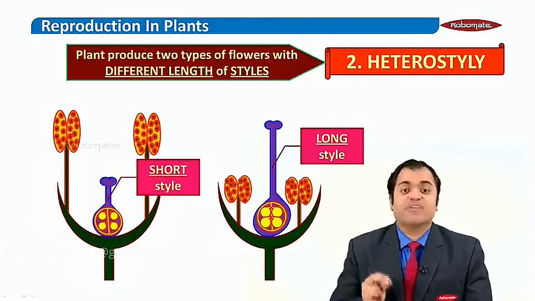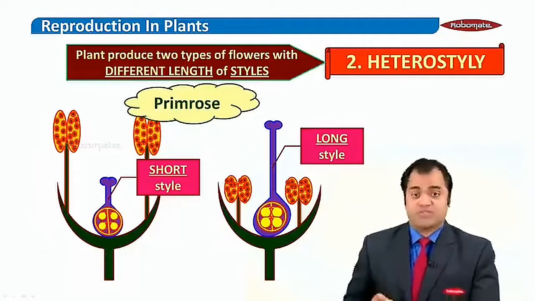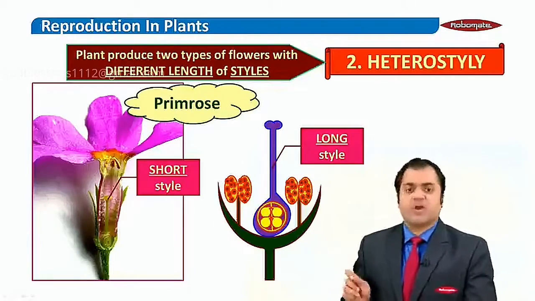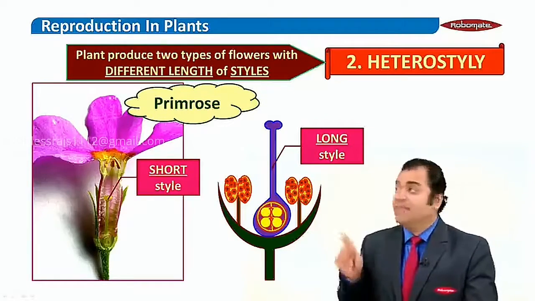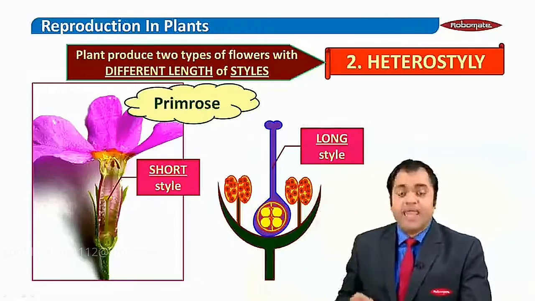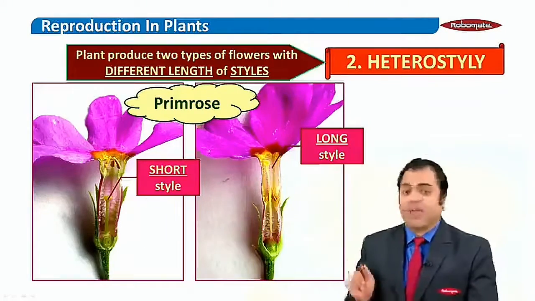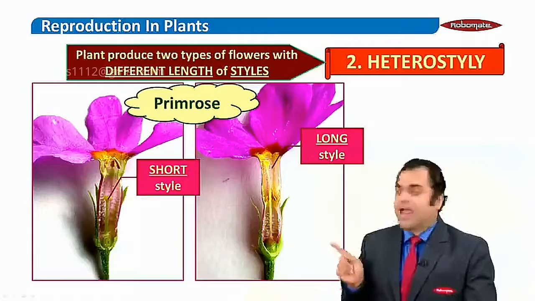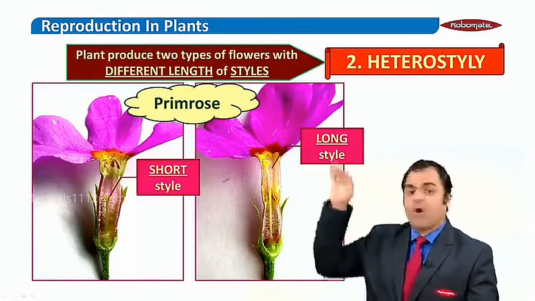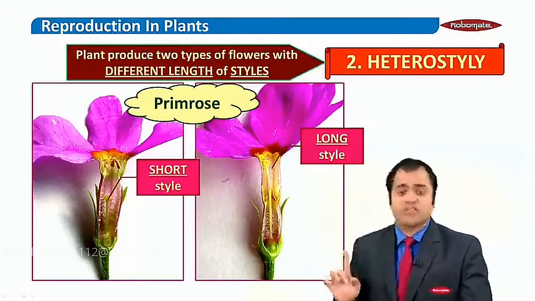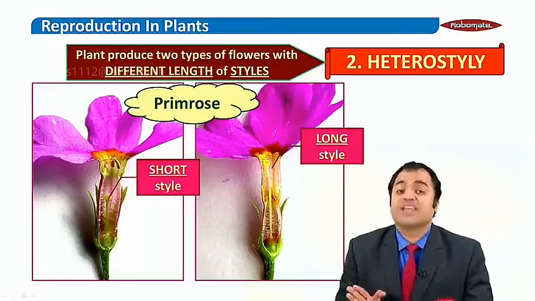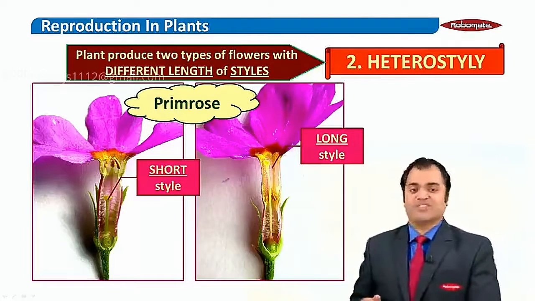Heterostyly has been observed in primrose. If you see that first flower there, the style is very short. So the stigma is at the lower level and the anthers are way up on the top and they cannot exactly send the pollen down there. In the second situation, you see a flower where there is a long style, and the anthers are down here, and they cannot throw the pollen all up there. So in both situations, because of heterostyly, the only choice that remains for them is cross-pollination, and they avoid self-pollination.